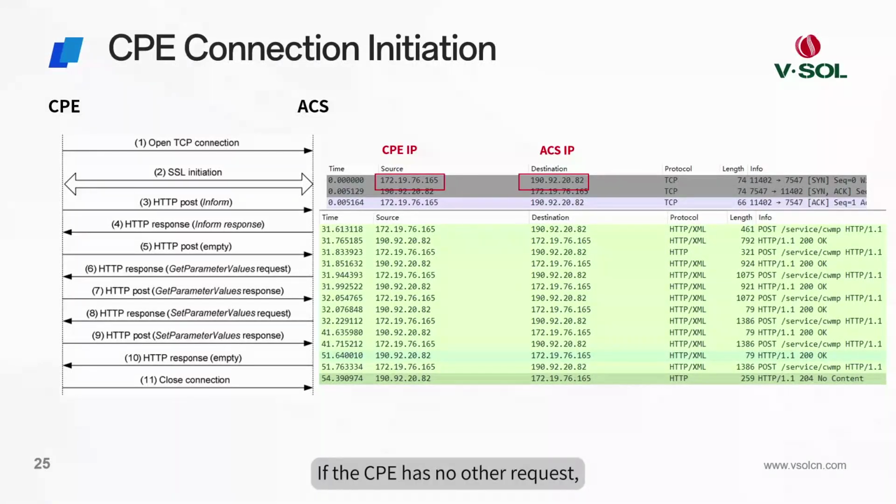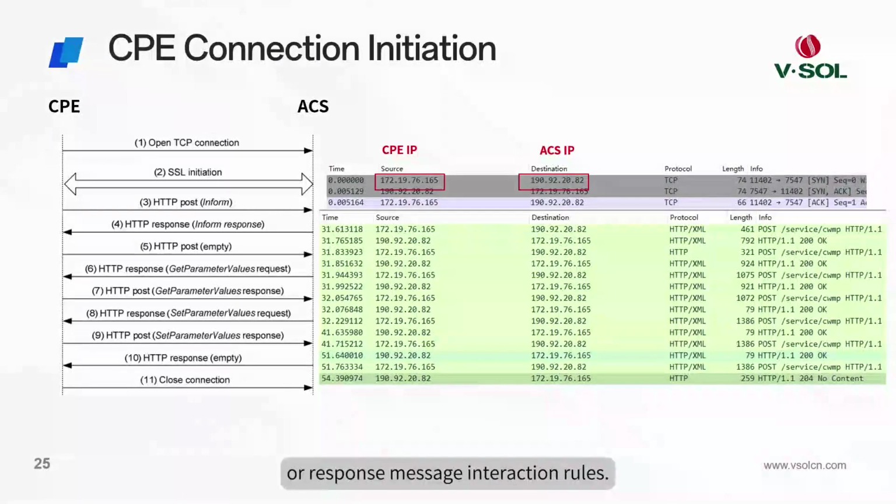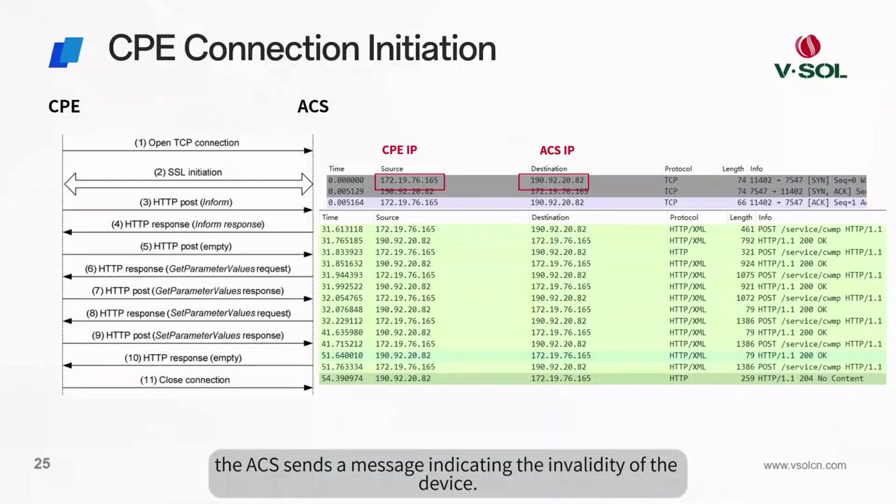If the CPE has no other request, it sends an empty message to meet the HTTP or HTTPS message request or response message interaction rules. After receiving an empty message, the ACS verifies the validity of the device according to the serial number in the message. If the verification passes, the ACS verifies the validity of the device. If the authentication fails, the ACS sends a message indicating the invalidity of the device.